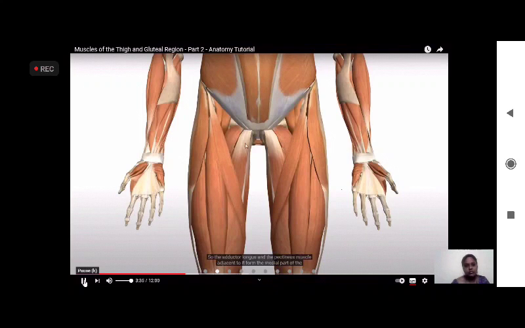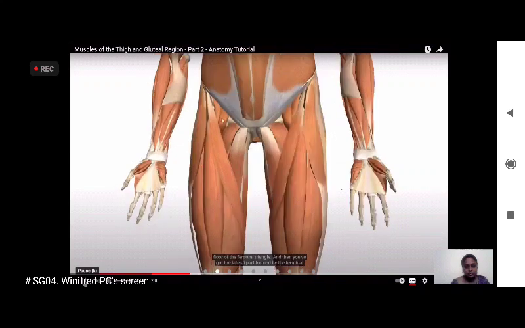So the adductor longus and the pectineus muscle adjacent to it form the medial part of the floor of the femoral triangle. And then you've got the lateral part formed by the terminal ends of the iliopsoas muscle. So that's just a quick bit about the femoral triangle.